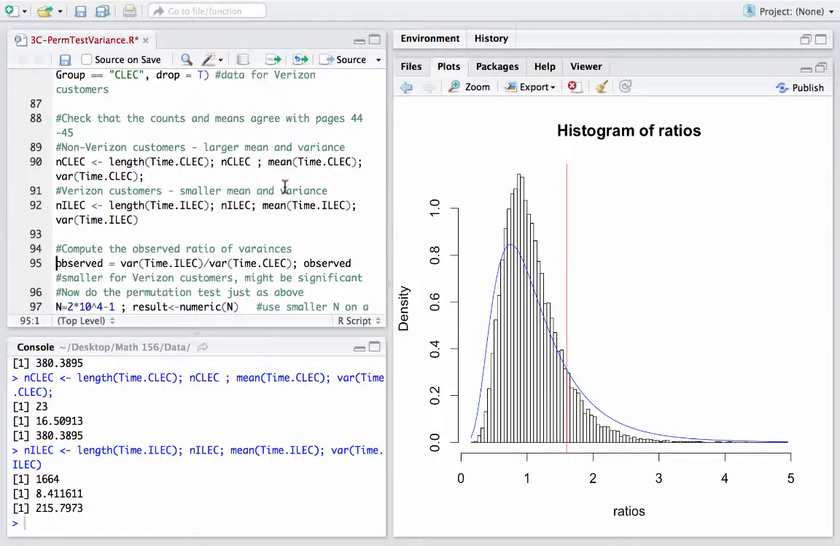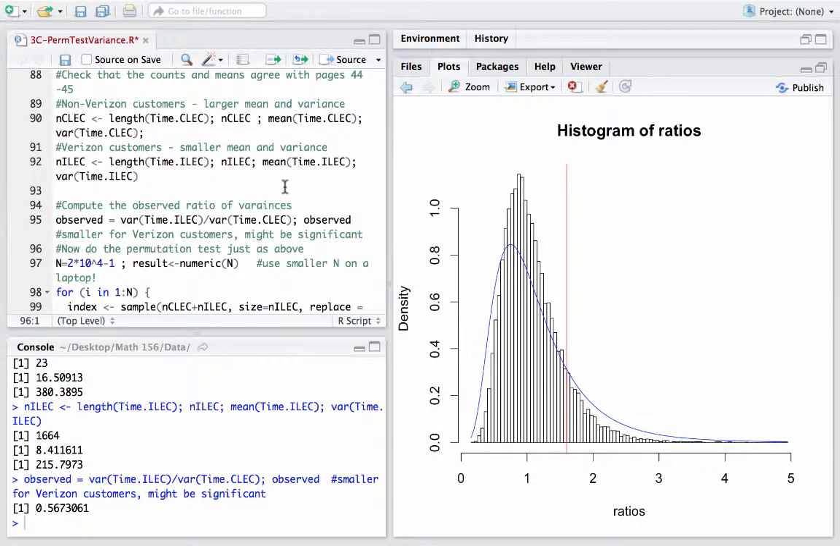Everything looks good. And we can compute our observed ratio. Looks like the variance for the incumbent local exchange carrier is smaller. So they do a tighter job of quality controlling and making sure that their own customers have a similar experience to every other customer. Let's see if that's statistically significant or not.